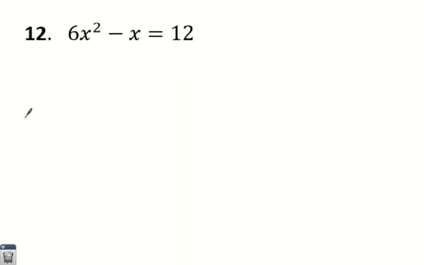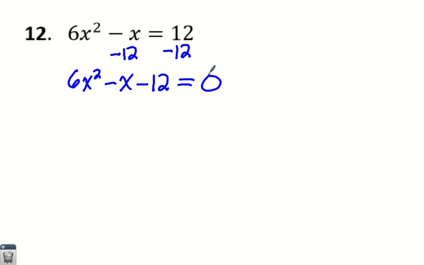Number 12. Spoiler alert, but I think we're finally going to get to do the Phoenix method and see that in action. So again, we always want to get everything on one side, basically setting equal to 0.